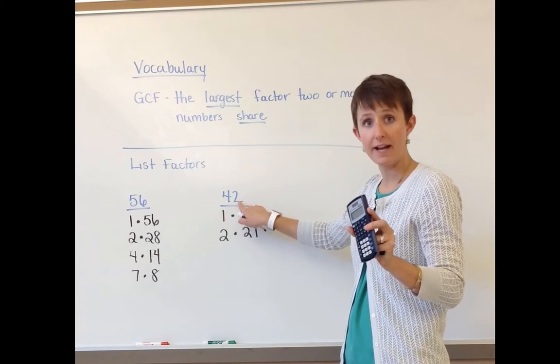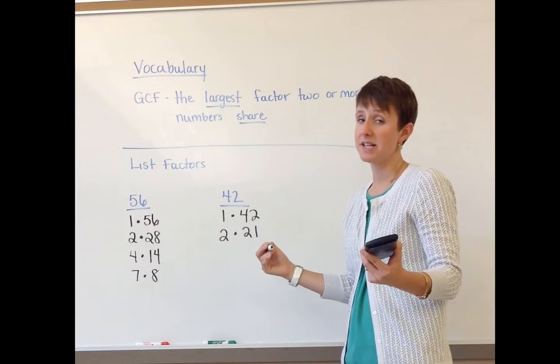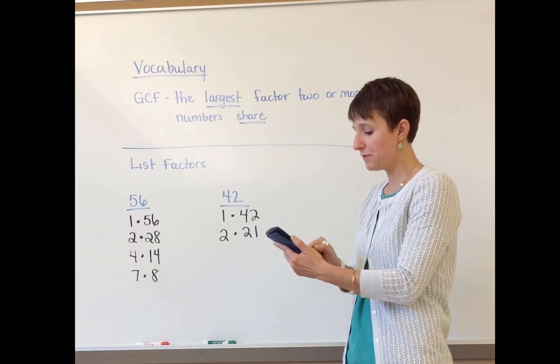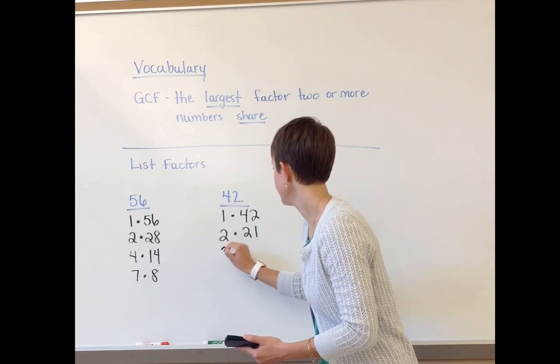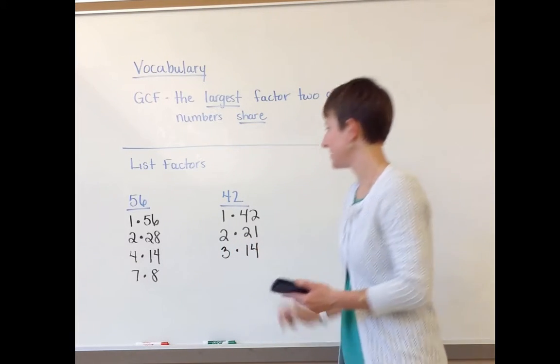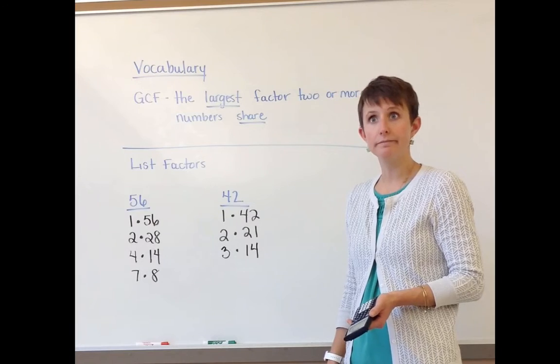Anything times 3? If you're not sure, use your divisibility rules or your calculator, multiplication chart. 4 plus 2, if I add up the digits, is 6. That's a multiple of 3. We have divisibility. So 42 divided by 3 is 14. So 3 times 14. Anything times 4?